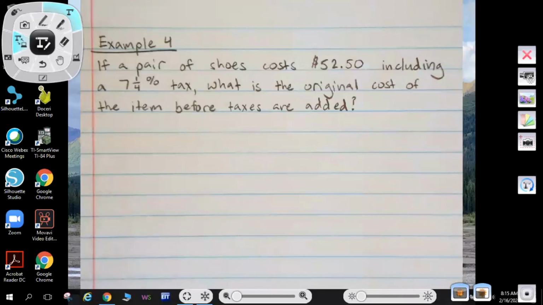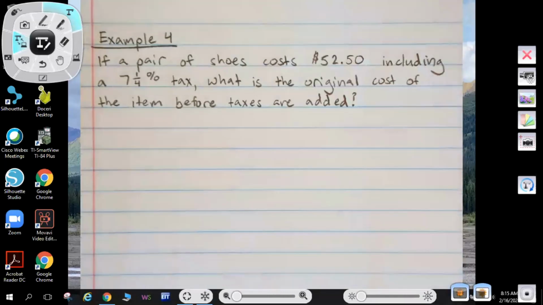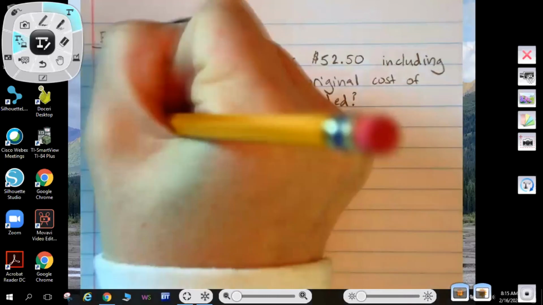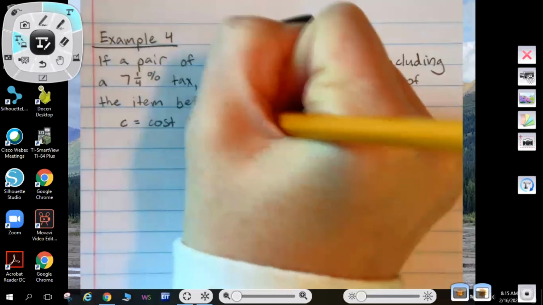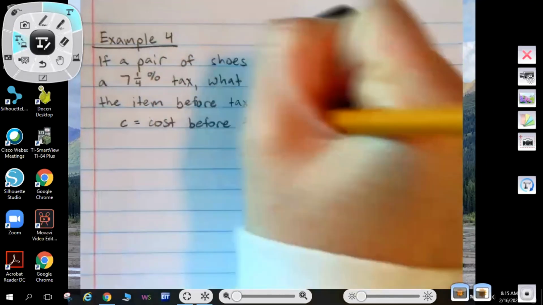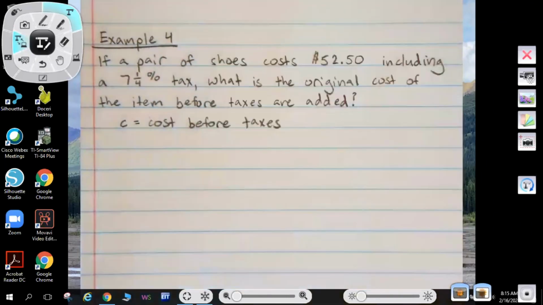Okay, so remember the first step in solving one of these word problems is to assign variables. So let's call, we'll use C for cost. So C is going to represent the cost of the shoes before taxes. That's what we're being asked to find.